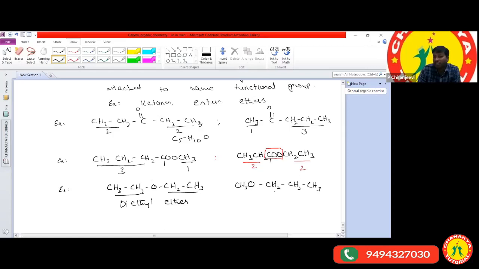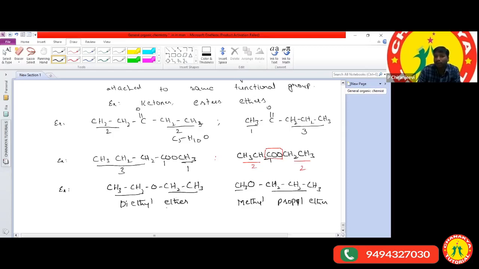Now, if we see the second structure, on the right-hand side we have 3 carbon atoms, and on the left-hand side we have only 1 carbon atom. So how can we write the name? Methyl propyl ether. The name itself tells us. These two are examples of metamers.